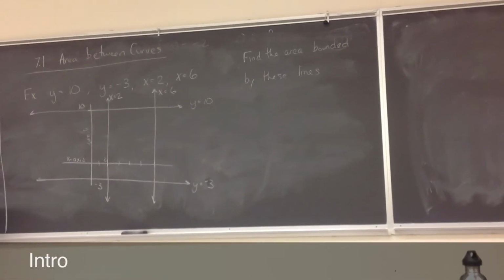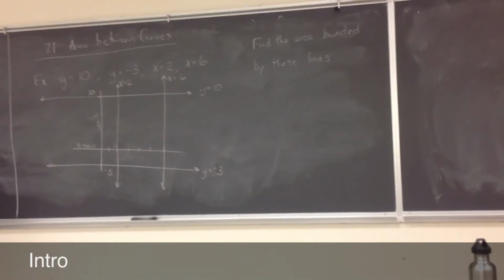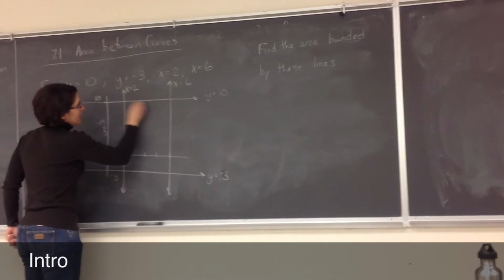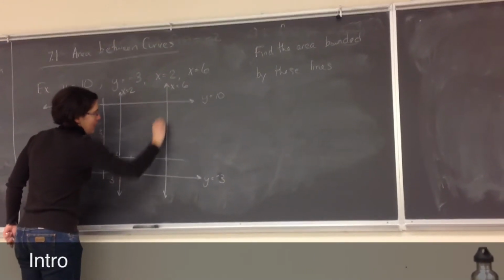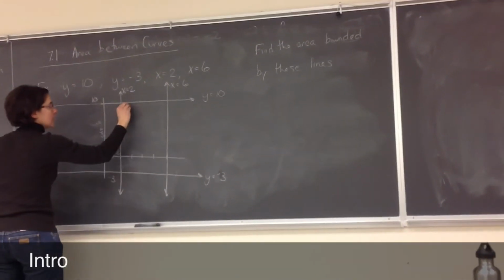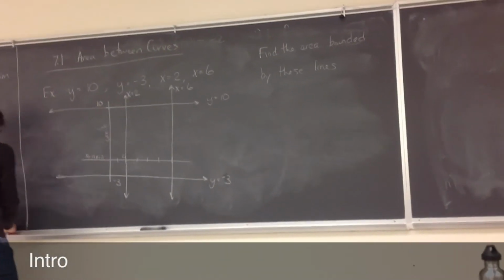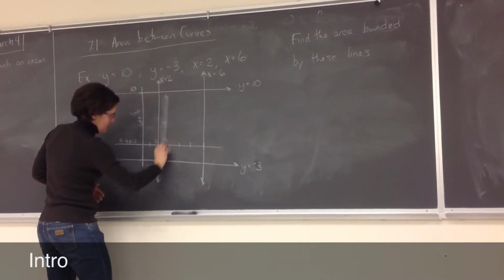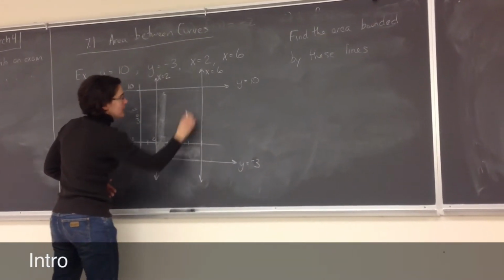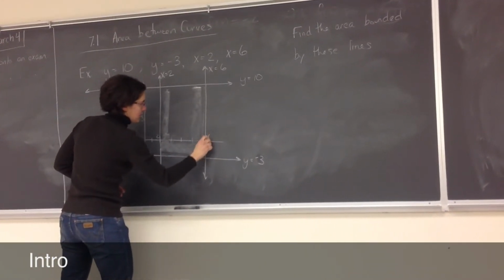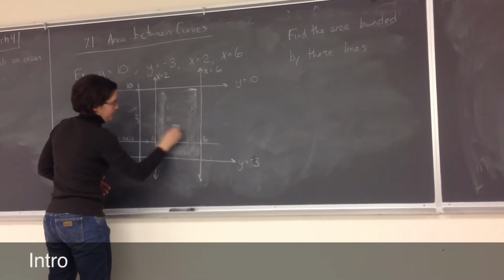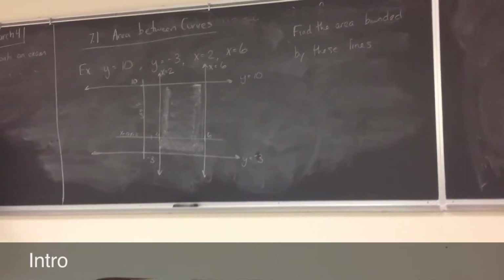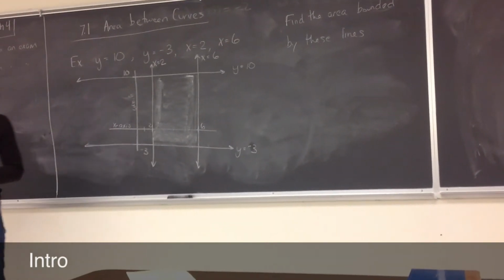So the first thing that I might do is pretend like I'm in kindergarten and try to color in this region. And so the region that we're looking at is the area that is below y equals 10, above y equals negative 3, and between x equals 2 and x equals 6. And so there it is. That's the rectangular region we're looking at.